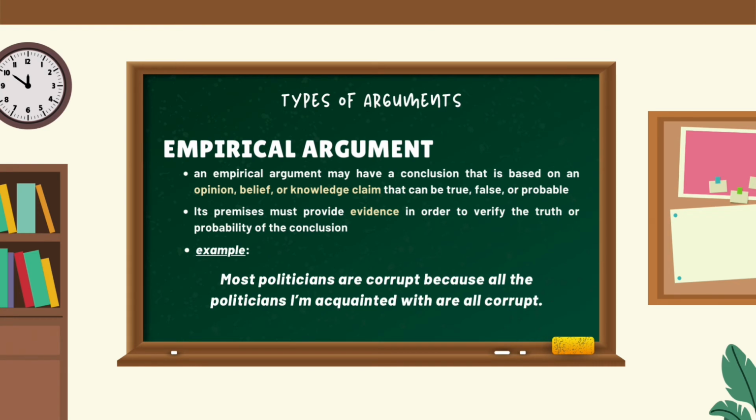First, we have the empirical argument. An empirical argument may have a conclusion that is based on an opinion, belief, or knowledge claim that can be true, false, or probable, kung saan yung premises niya ay kinakailangan makapag-provide ng evidence in order to verify the truth or probability of the conclusion. Example statement: most politicians are corrupt because all the politicians I'm acquainted with are all corrupt. Kinongclude mo ayon sa iyong paniniwala na lahat ng politicians ay corrupt dahil nga lahat ng kakilala mong politicians ay corrupt. This argument is commonly called as a fallacy of hasty generalization.